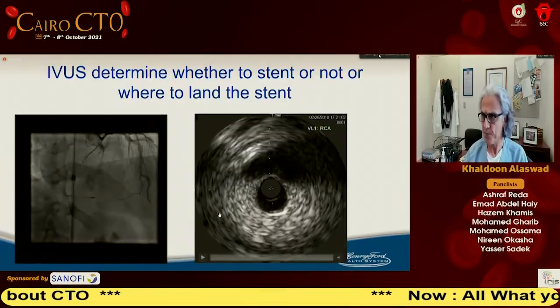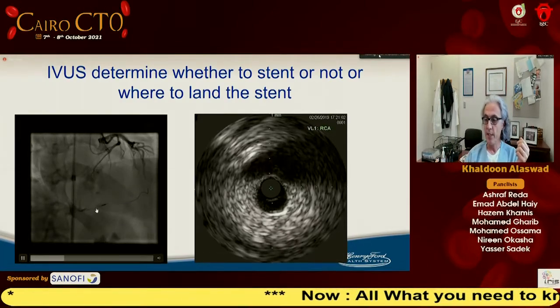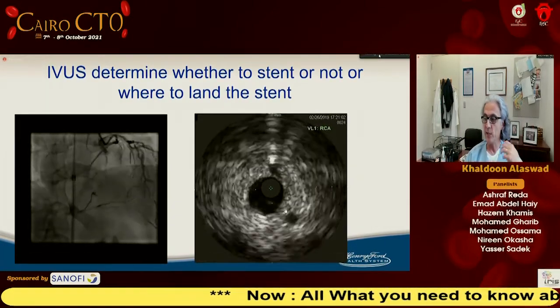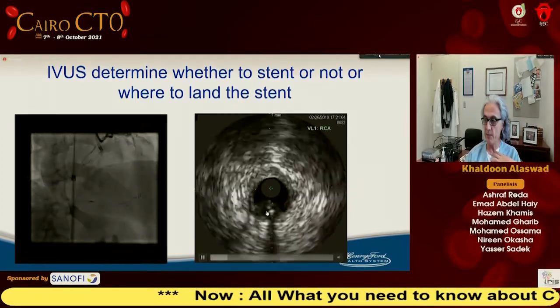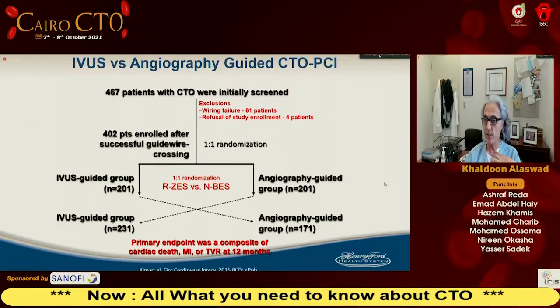So IVUS determines whether to stent or not to stent, as we said before. This is the IVUS cannulation. This is the subintimal; we are in the subintimal. The true lumen is here, so we decided not to stent.